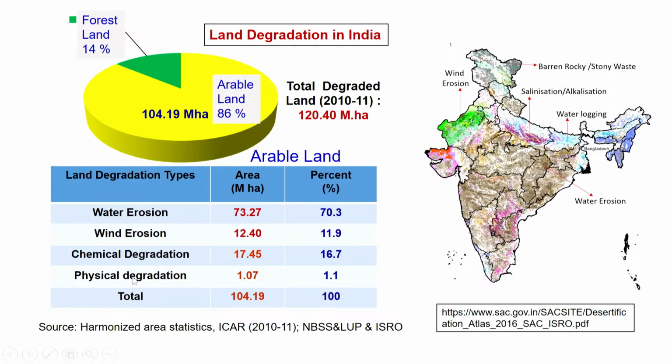which is 1% of the area in the country. It is because of compaction of the soils. Soils become compact, and because of compaction soils also give high reflectance. So degraded land soils we can easily map from the remote sensing data. How? I will show you.